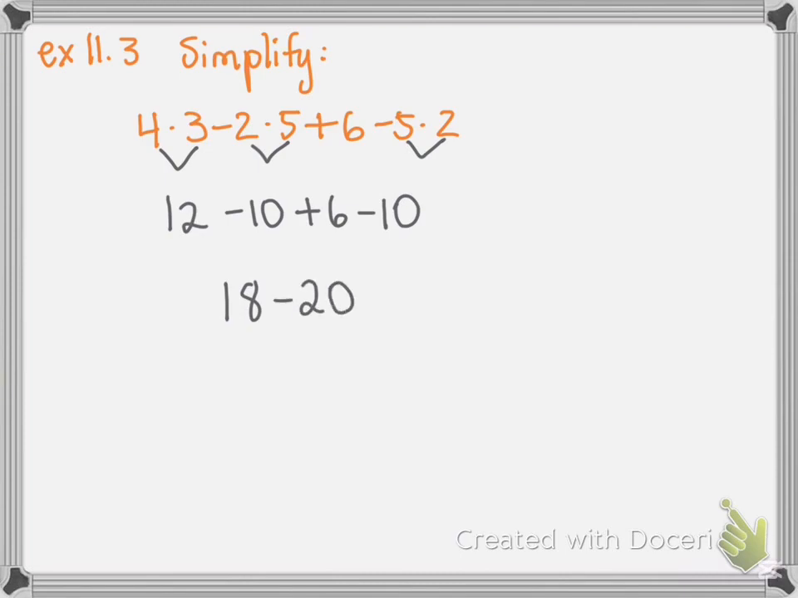Now that we have an addition of a positive and negative, we subtract, which is 2, and choose the sign of the biggest, which in this case is negative. So our answer is -2.